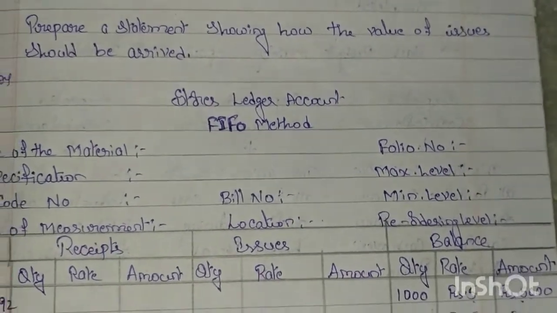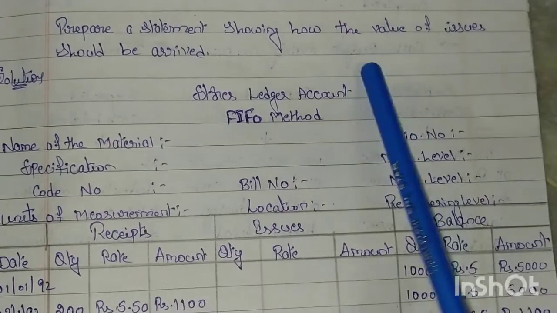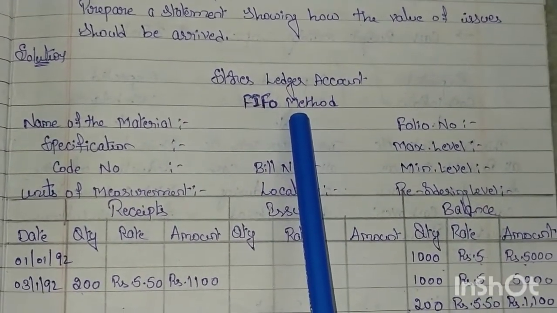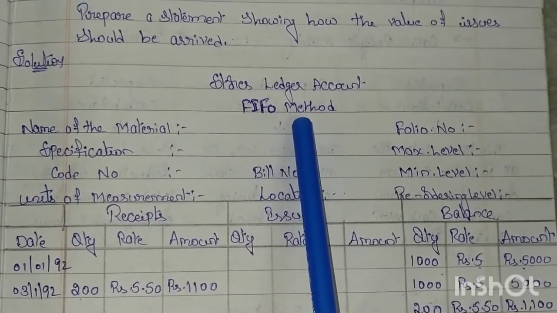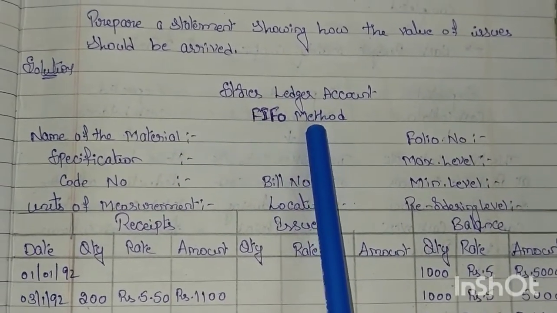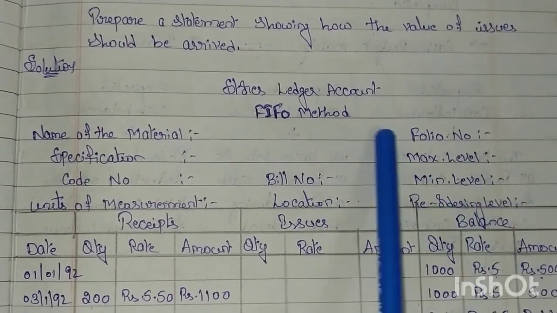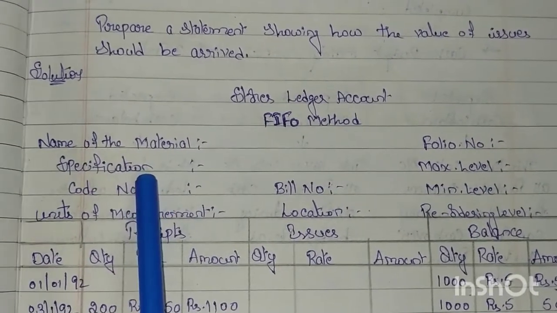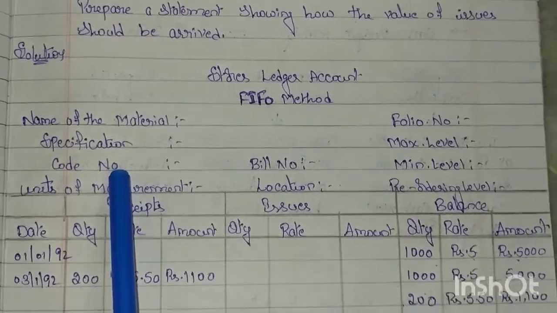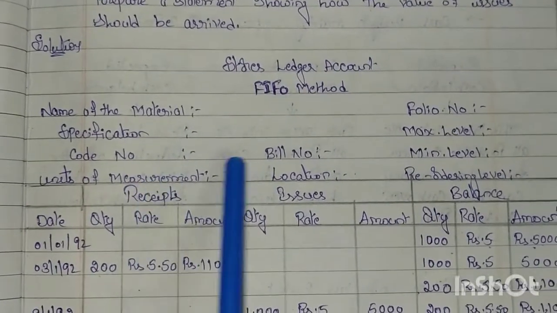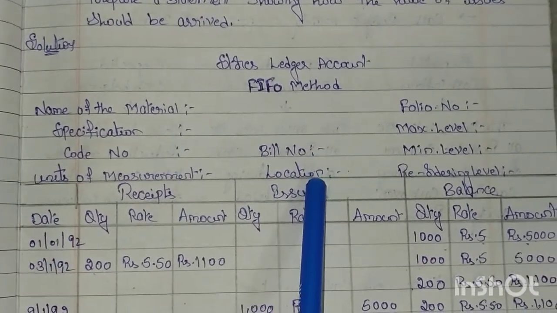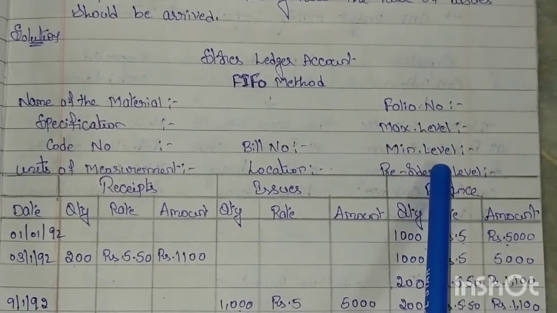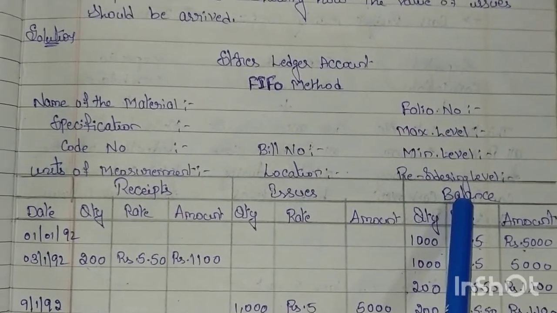So this is how we go for preparing the stores ledger. Write it as a stores ledger. Below that, write the method you are following for maintaining the stores ledger. Here in the problem they have given FIFO method, so we write it as the FIFO method. And all these details related to the material are to be filled: name of the material, specification of the material, code given for the particular material, units of measurement, bill number, location of the materials, folio number, maximum level of units, minimum level of units, and reordering level of the units.